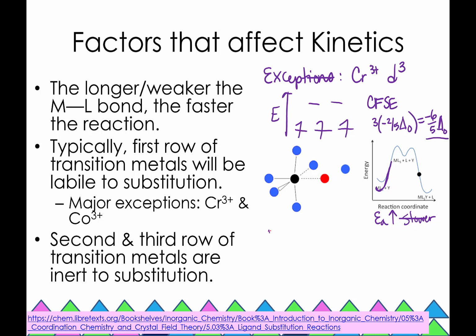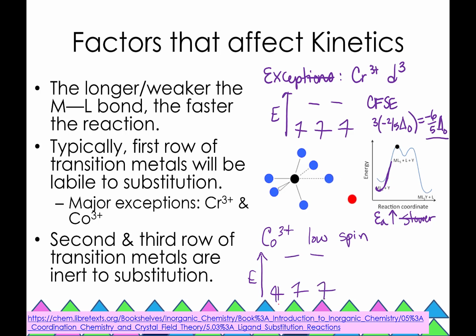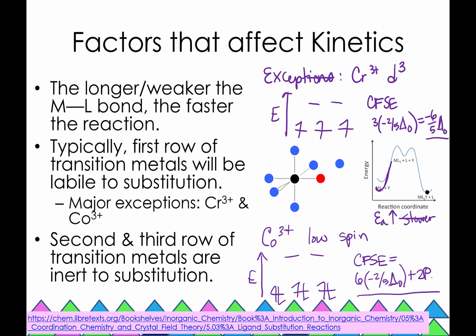And similarly, cobalt 3+, for many ligands, is going to form low spin complexes, which we just talked about. So again, if we have this d6 electron configuration, your crystal field stabilization energy is -12/5 delta octahedral plus 2 pairing energies. Again, this stabilizes your starting material and makes your activation energy barrier greater.